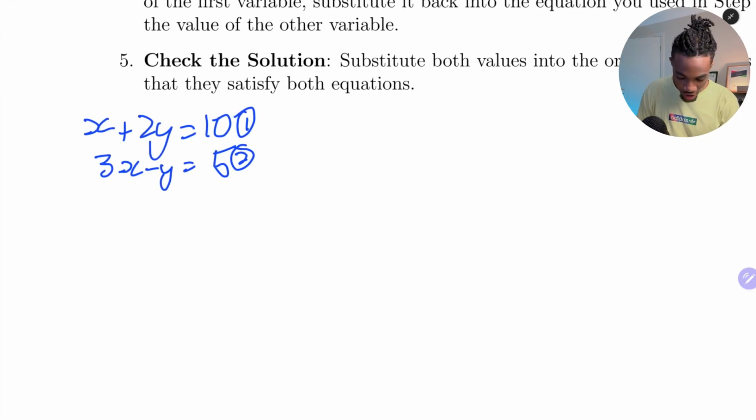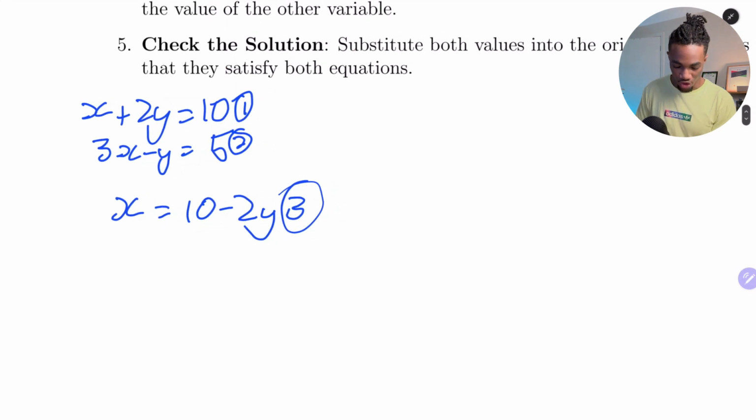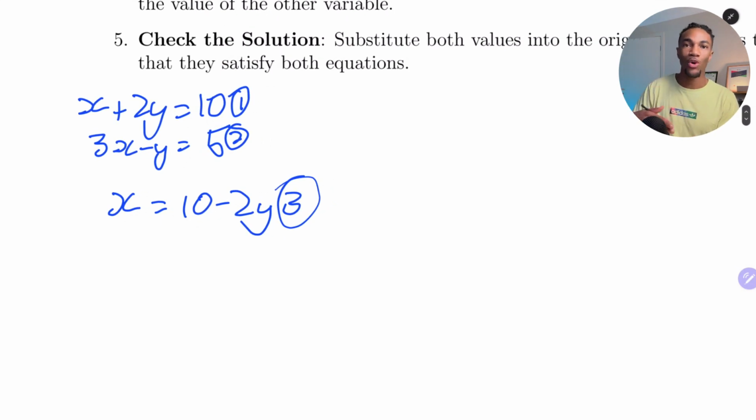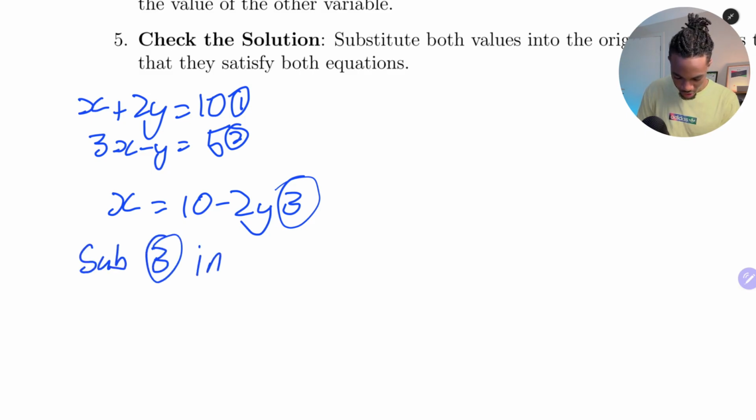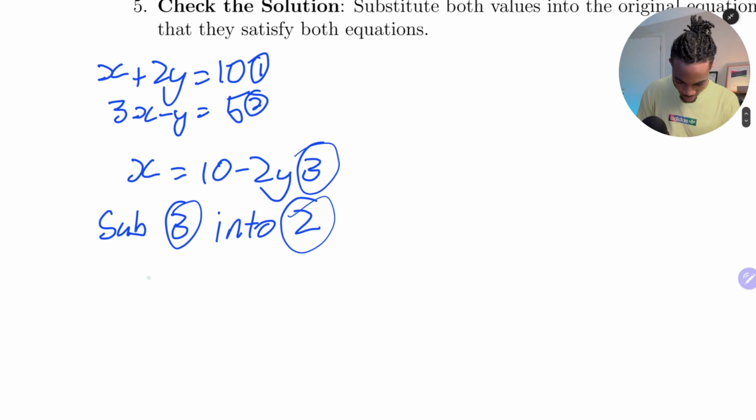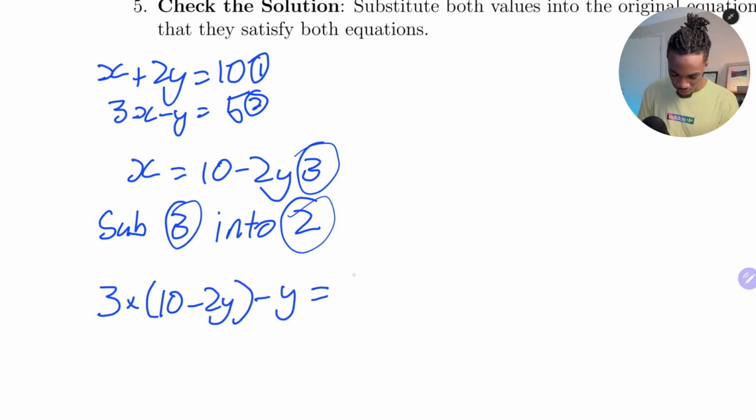If we take equation 1 and solve it for x, we get x equals 10 minus 2y. Let's label this equation 3. Then we're going to sub equation 3 into equation 2. We have x here, so it's going to be 10 minus 2y. So 3 times (10 minus 2y) minus y equals 5.